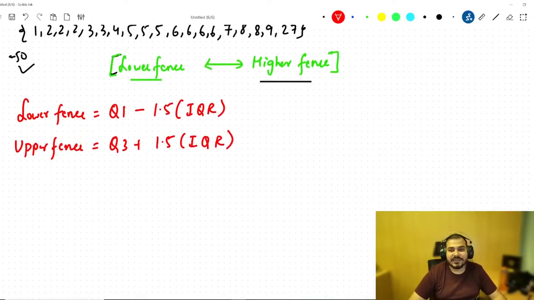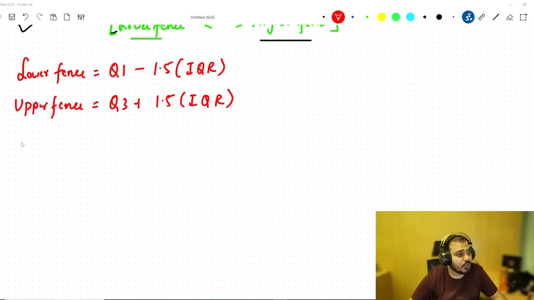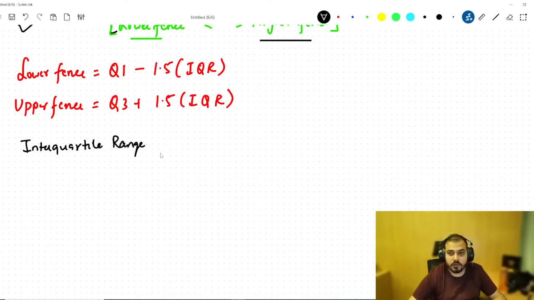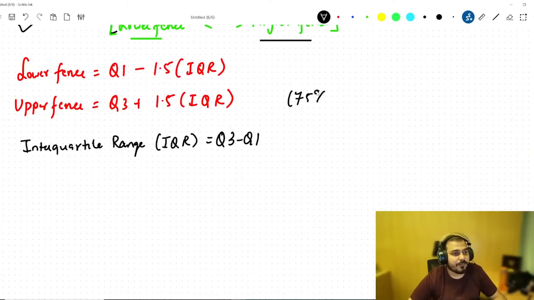Now, what exactly is IQR? You really need to understand IQR. IQR is called the interquartile range, and it is given by the formula Q3 minus Q1. Q3 is nothing but the 75th percentile, and Q1 is nothing but the 25th percentile.